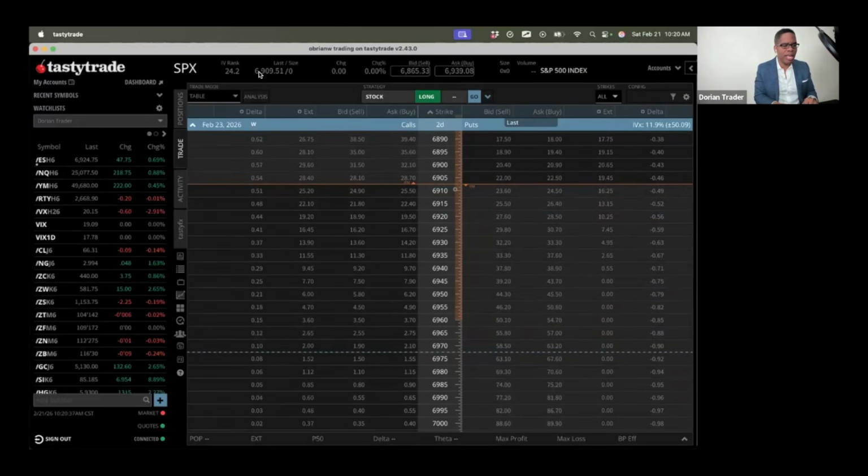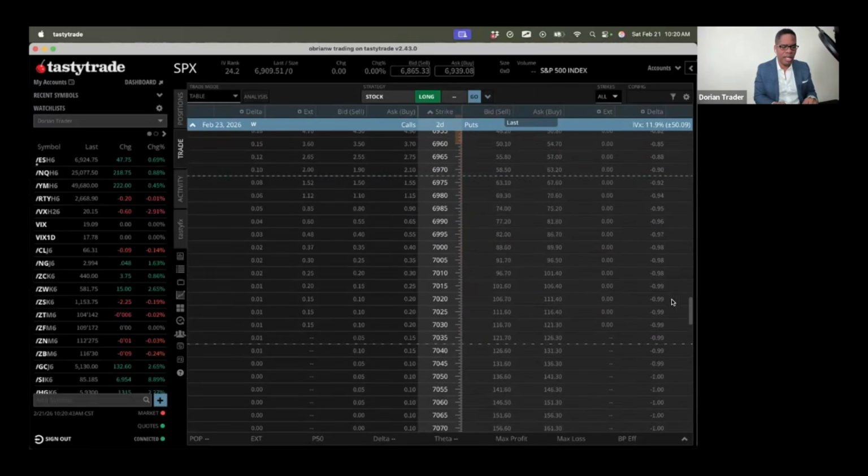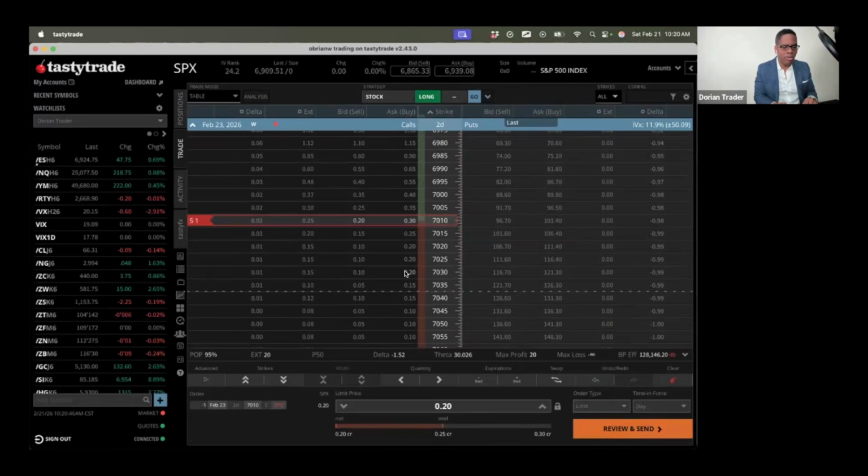So let's just say it was trading at 69.09. So let's just say that 100 points up is 67.10. So we sell this 67.10 and we're going to normally do a 20-point wide spread.